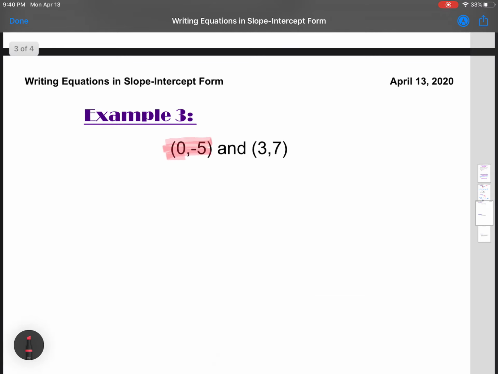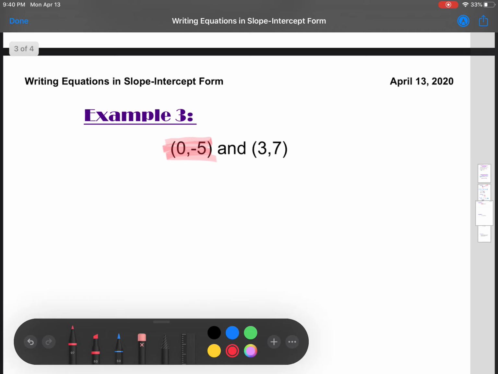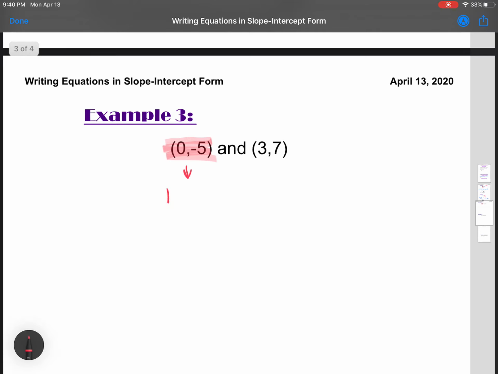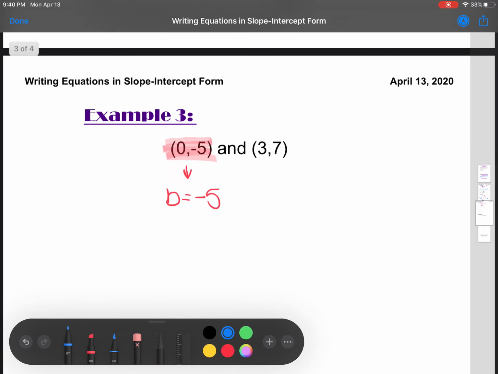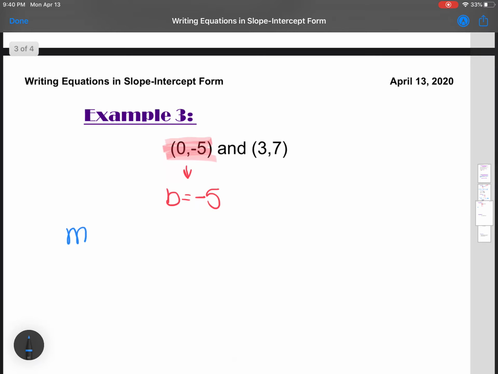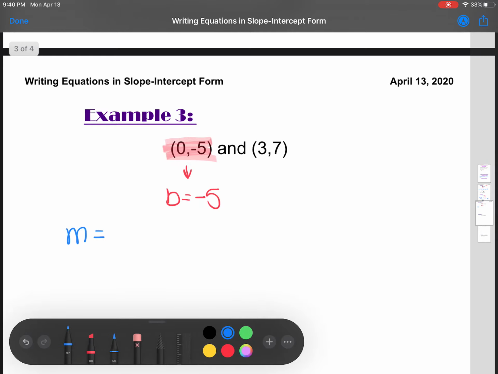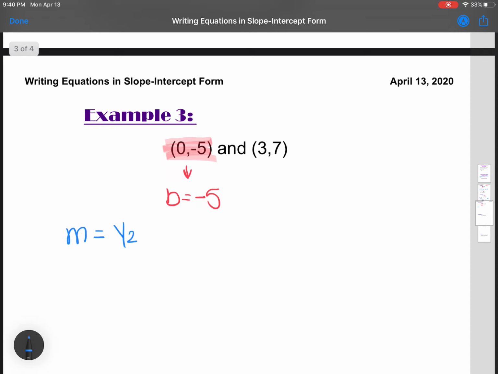So 0, negative 5 is going to be my b. So b equals negative 5. All right, now I have to find my slope. M equals. You may think it's tedious for me to write out my formula every time, but it makes sure I don't forget it. And labeling my points is also extremely helpful in making sure I use the right point for the right spot.